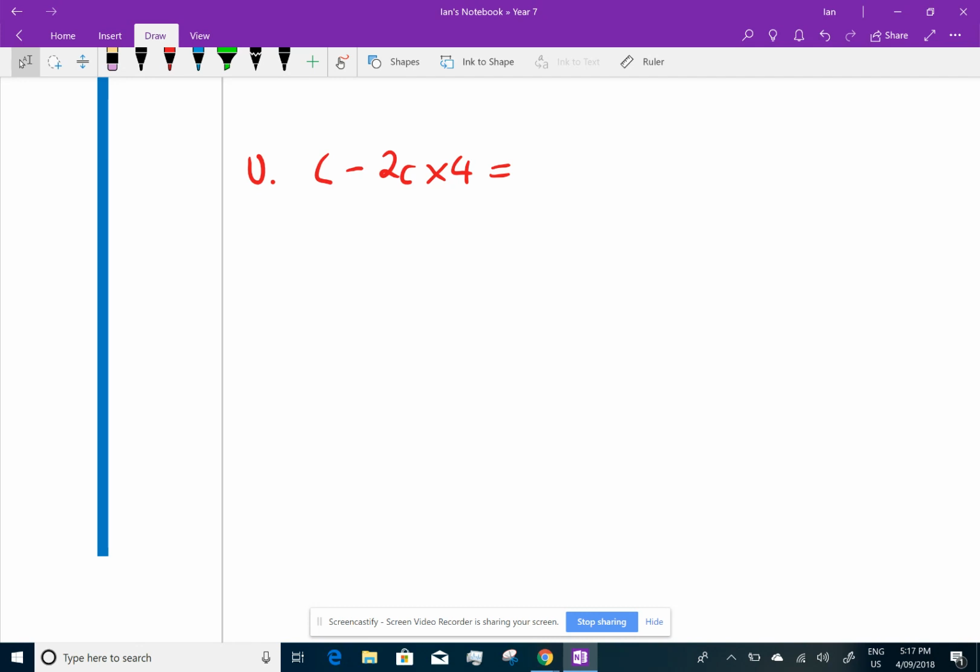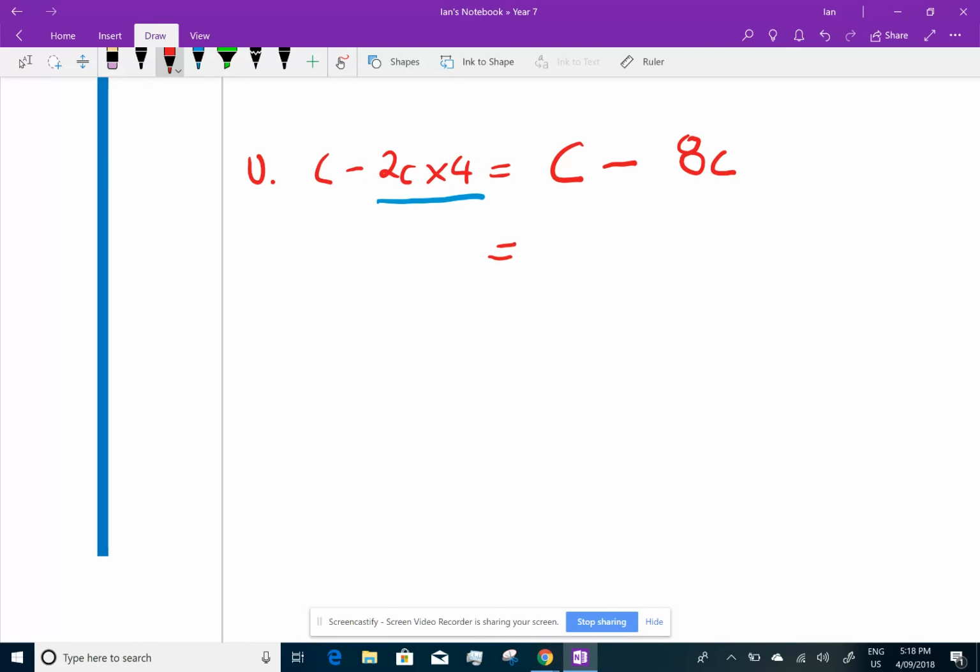Well, a pronumeral is standing for a number. It represents a number, so we have to keep the same rules. So I have to do this multiplication first. So I'll write the C minus. Now 2C times 4. We'll multiply the numbers. 8 times 2. 2 times 4 is 8. And then I've got the C.